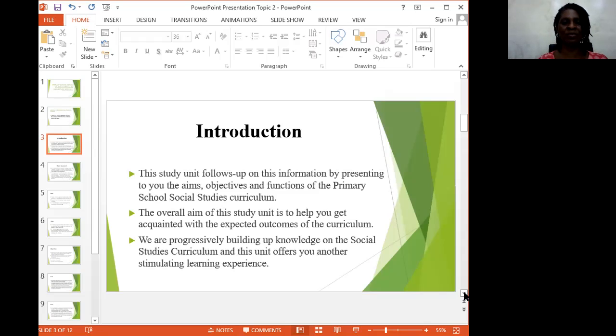And the overall aim of this study unit is to help you get acquainted with the expected outcomes of the curriculum. We are progressively building up knowledge on social studies curriculum. And this unit offers you another stimulating learning experience. I promise you that this unit will offer you more stimulating learning experiences.